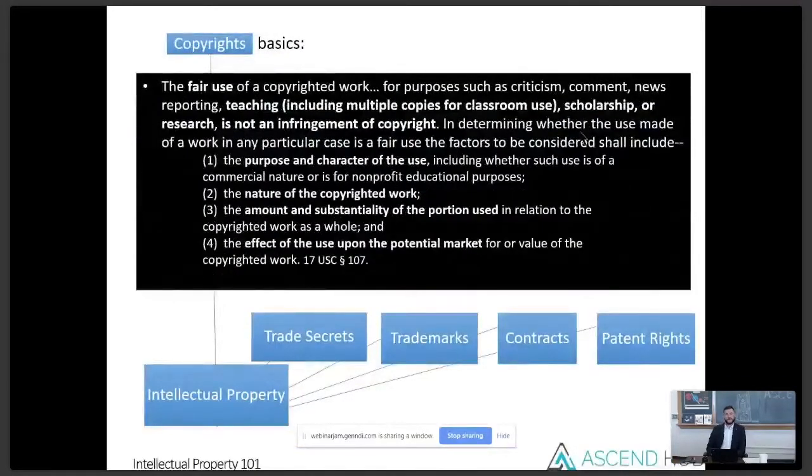So there is a doctrine of fair use in copyright. There are several factors that apply to the fair use doctrine. The fair use of a copyrighted work for purposes such as criticism, comment, news reporting, teaching, scholarship or research is not an infringement of copyright. In determining whether the use made of a work in any particular case is fair use, the factors to be considered shall include the following: the purpose and character of the use, the nature of the copyrighted work, the amount and substantiality of the portion used, and the effect of the use on the potential market value for the original work.